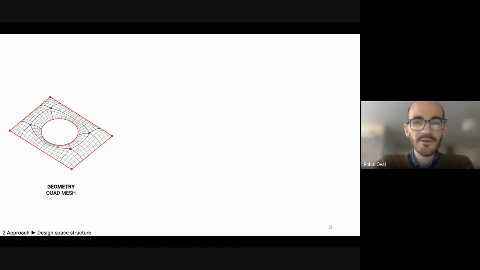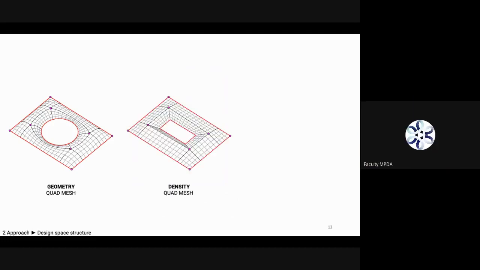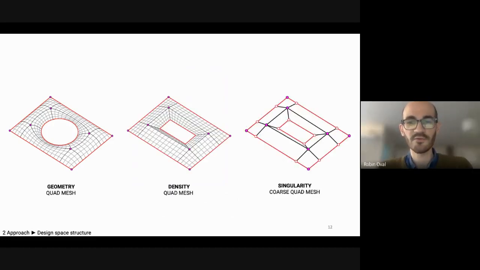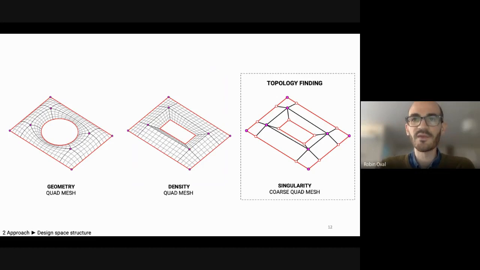And because the singularities depend on the topology, it allows me to decouple the design from geometry in order to focus on the specific data that regard the singularities in this coarse quad mesh. As such, geometrical design, density optimization and other local topological operations can be performed independently. It stays compatible with topology finding, which focuses on coarse quad meshes.